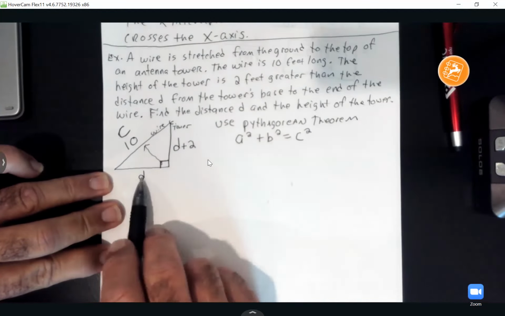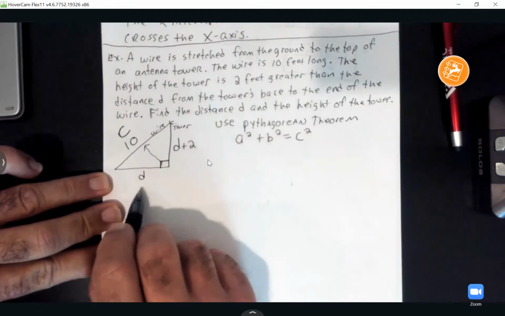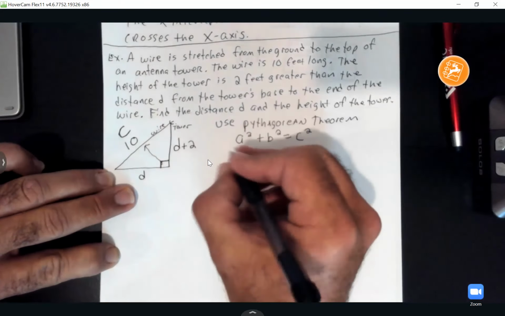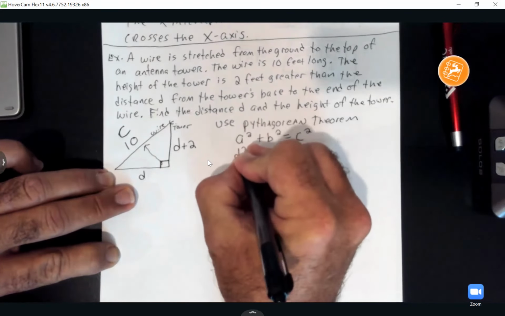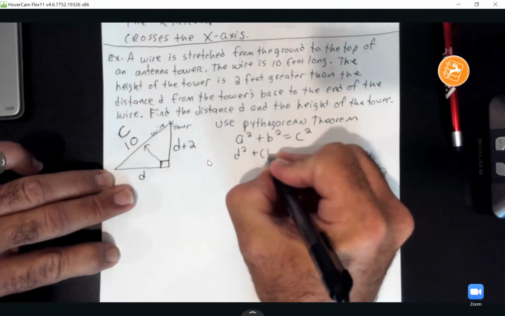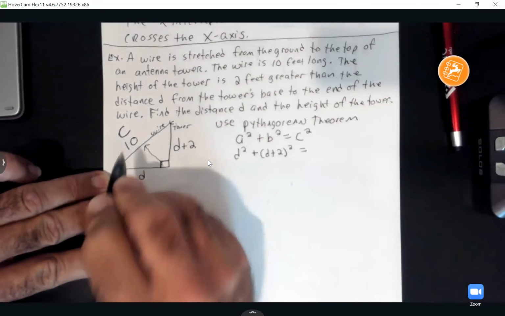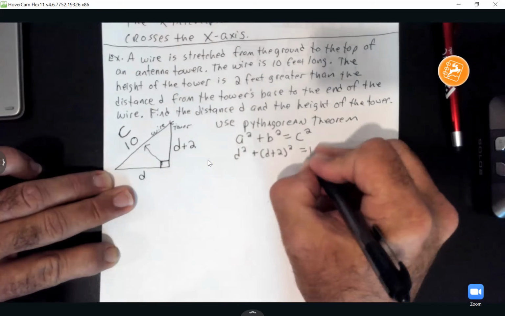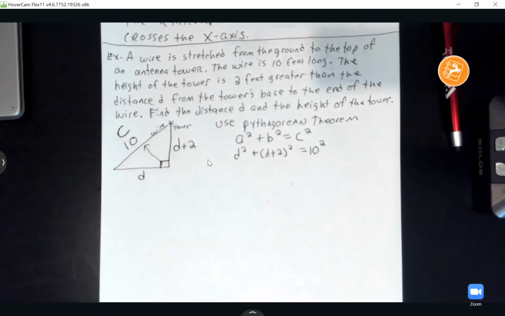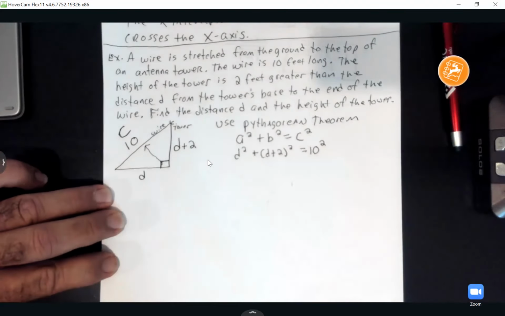So what I'm going to do is plug in all this stuff for these letters. A and B, it doesn't matter who A and B are. So I'm just going to let A be my D. So I'm going to get D squared plus my B side, which will be (D plus 2) squared. That's going to equal our C squared, which is 10 squared. So now all we got to do is solve this thing for these D's.